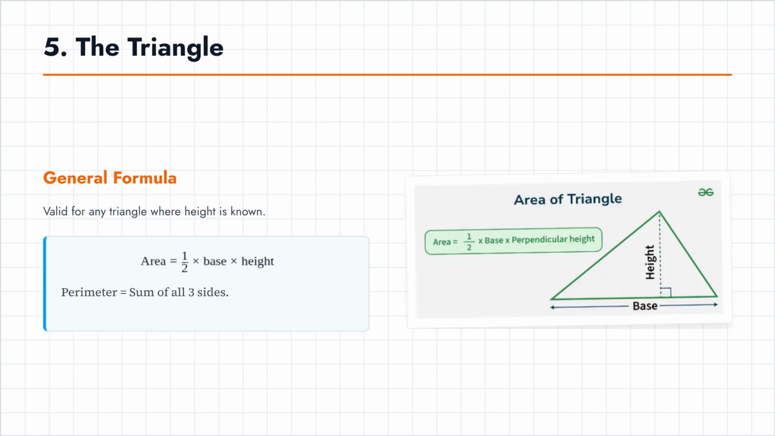1,750 square meters. For the triangle, the general area formula is half times base times height. This is valid whenever the height is known. The perimeter is simply the sum of all 3 sides.